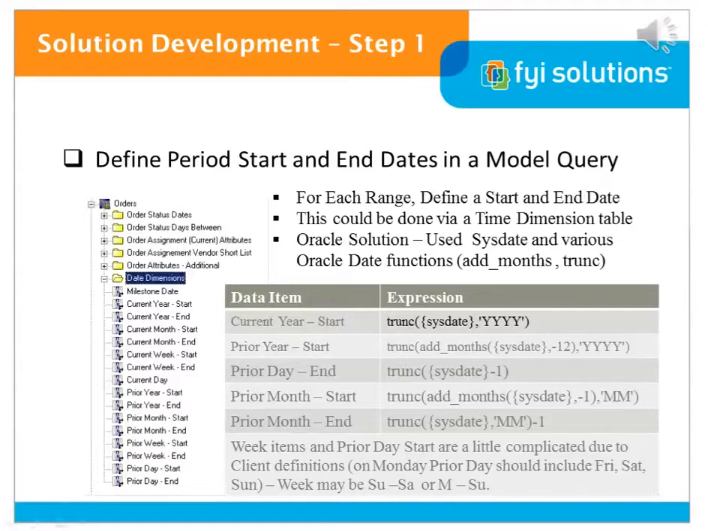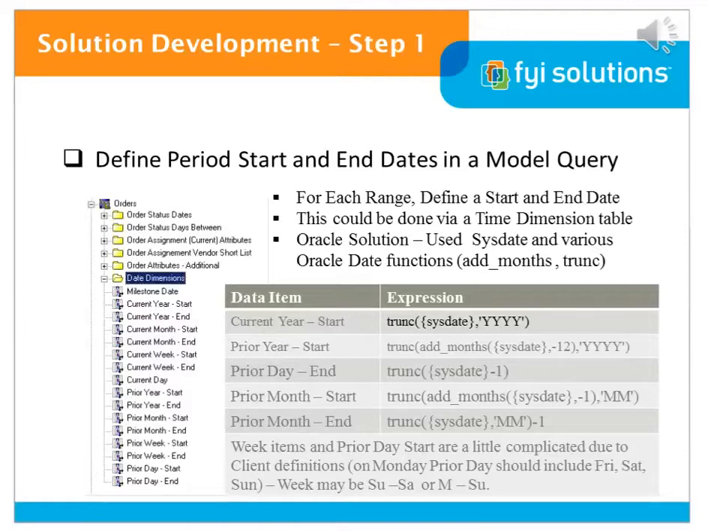The first step in defining our flexible date filter is to define a set of start and end dates for the particular periods we want to be able to filter on. And we do this within Framework Manager in one of our model queries. In this case, you can see our query subject on the left here. It's called orders. And we define it in this query subject because all of the dates that we're going to be filtering on are based on the order.